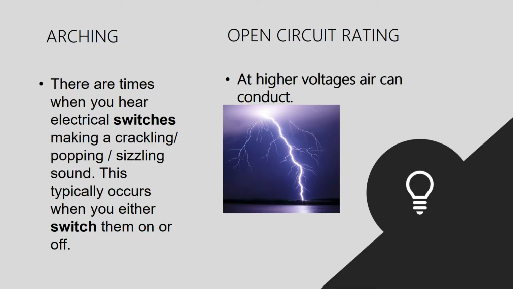Okay, so we have arcing. Arcing usually happens when air is ionized through the presence of a high voltage, and current is able to flow between two parts of the circuit because of this ionized air, and we have what is called plasma.